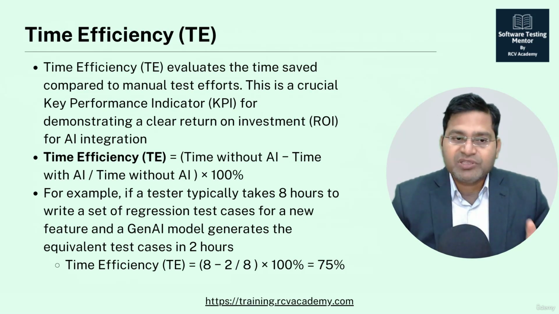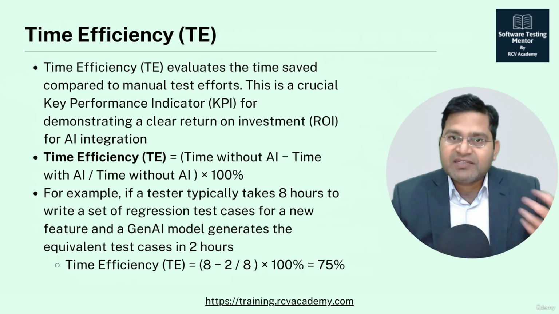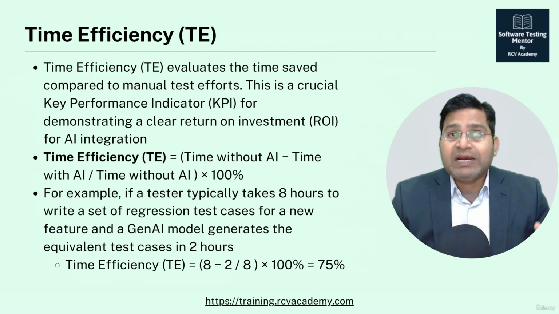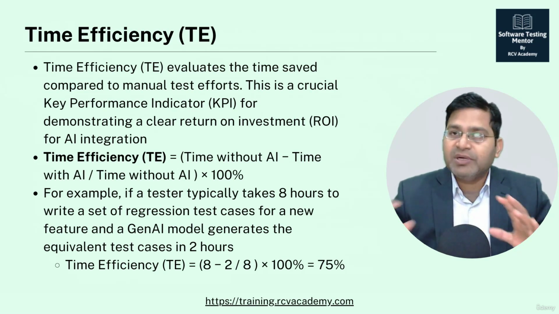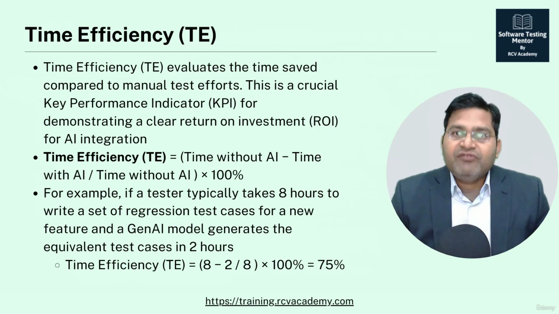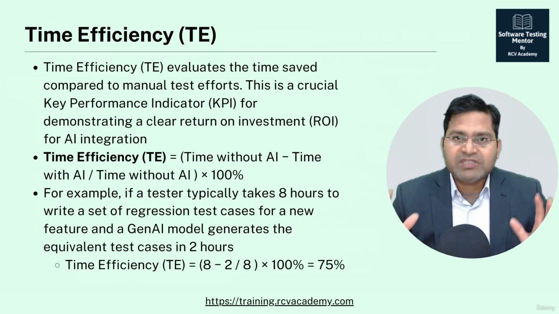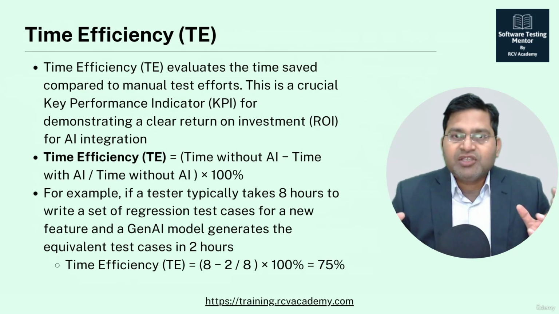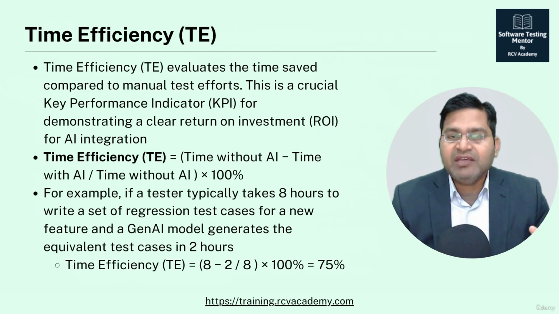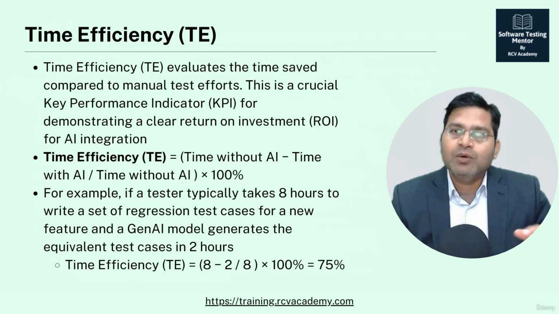It's calculated in percentage. For example, if a tester used to take 8 hours to write a set of regression test cases for a particular functionality, and generative AI generates an equivalent set of test cases in 2 hours, which includes any modification or correction in those test cases. So say 2 hours is the time that you as a tester spent generating similar quality test cases using generative AI, which you used to take 8 hours to generate without Gen AI.